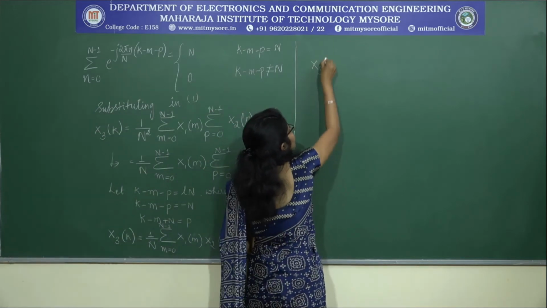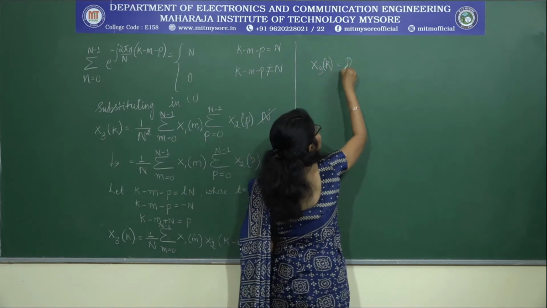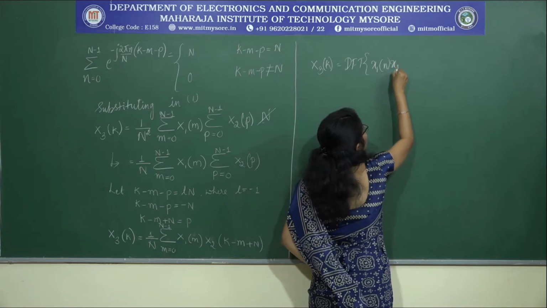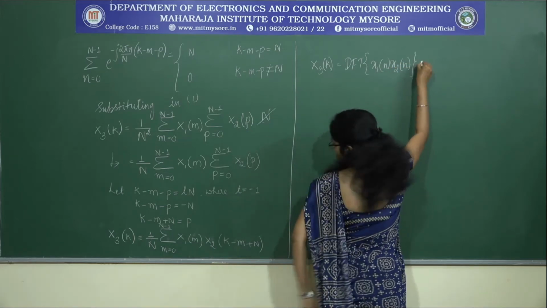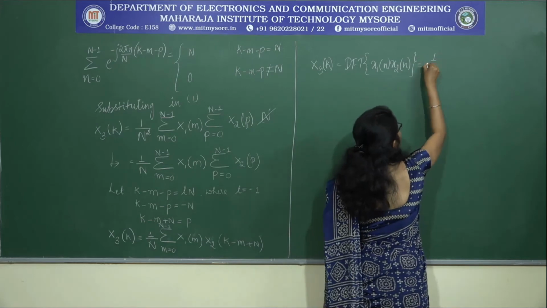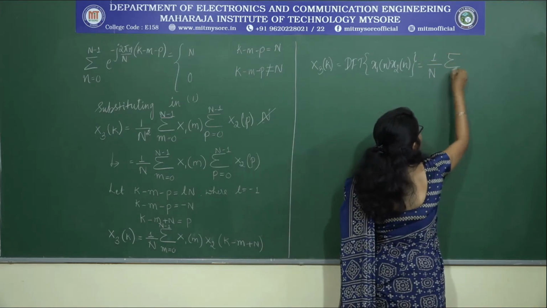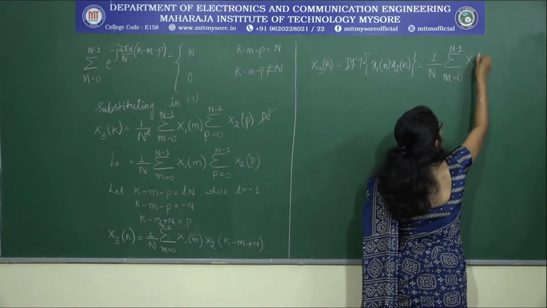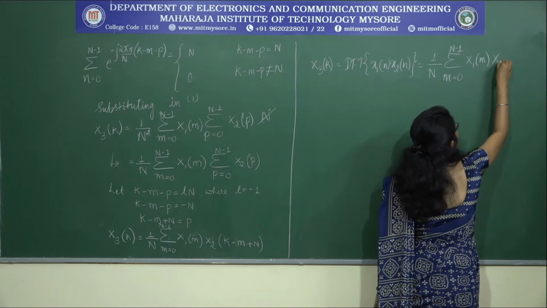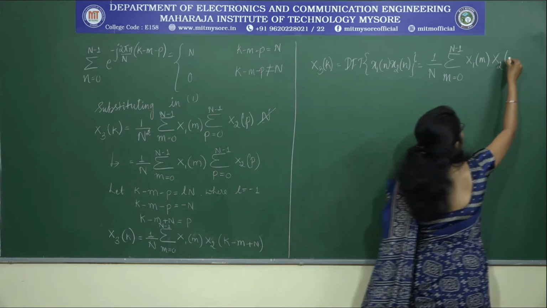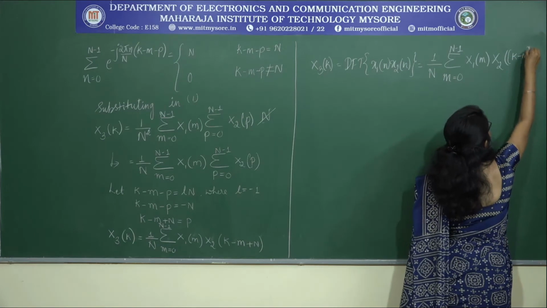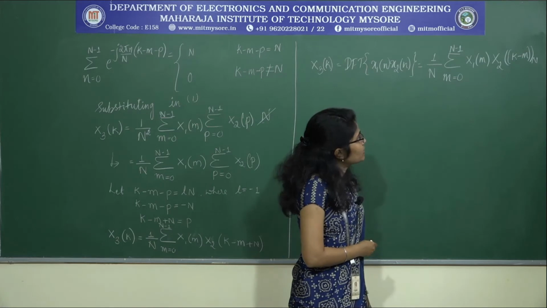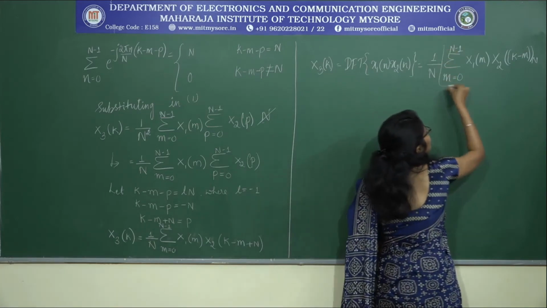So x3 of k, which was nothing but equal to DFT of x1 of n into x2 of n, if I rewrite this, I can write it as 1 by n summation m ranges from 0 to n minus 1 x1 of m into x2 of k minus m of n. Okay. So this is nothing but the standard equation for circular convolution, this entire part.